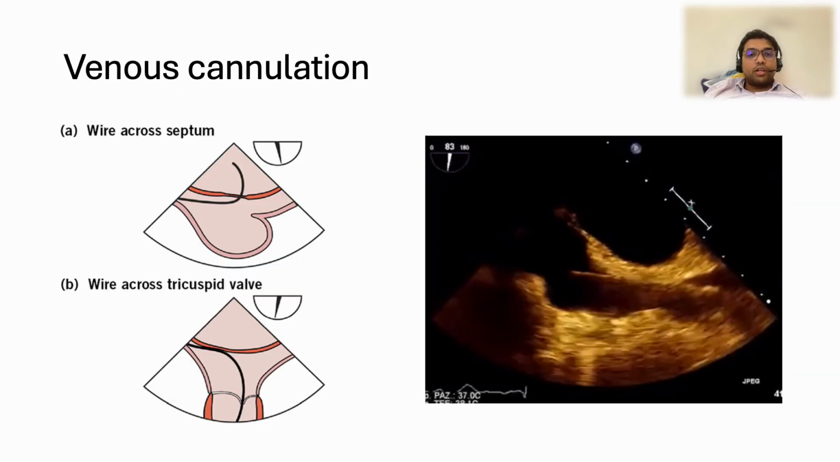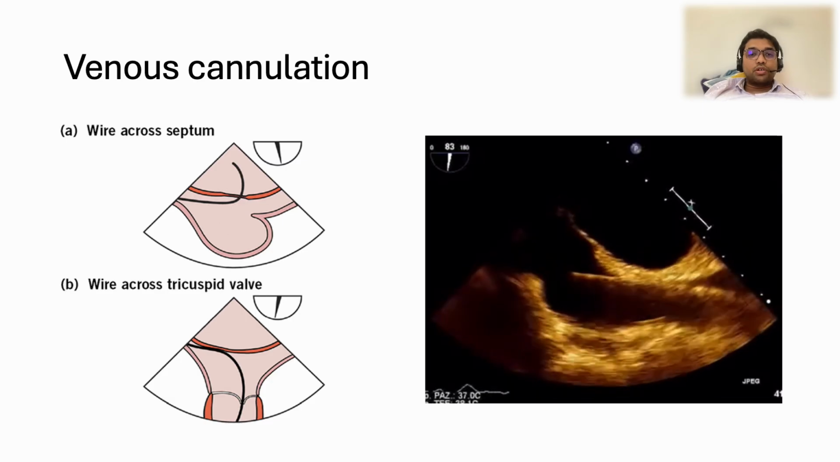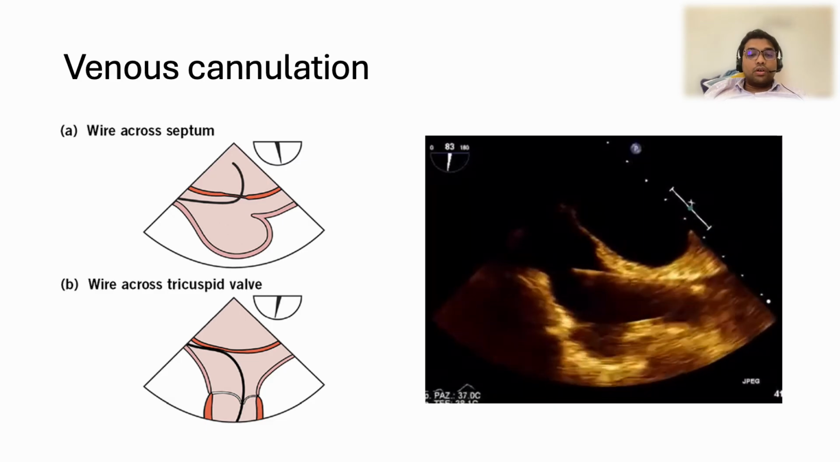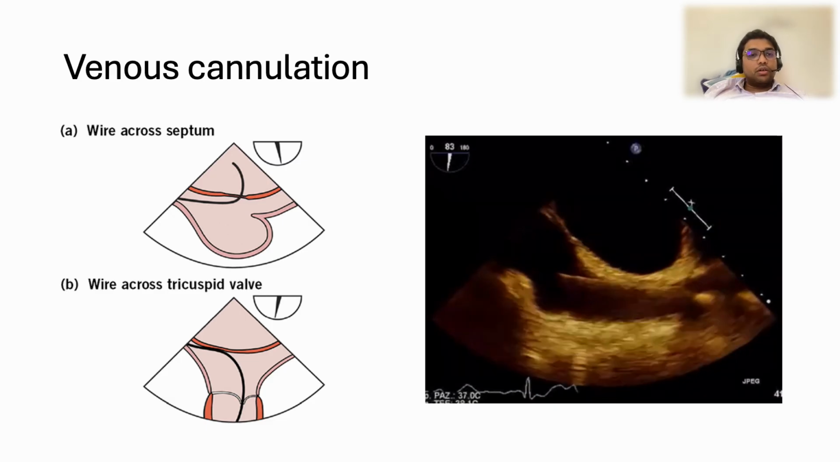Now TEE is very much valuable for venous cannulation, especially for minimally invasive or robotic cardiac surgery, where for venous cannulation the midesophageal bicaval view is the view of choice, where you can see your wires passing through your IVC, through your RA, towards your SVC, just like this. And also you have to be very much sure that the wire is not crossing the septum, and also not crossing the tricuspid valve, by looking into the midesophageal modified bicaval view.